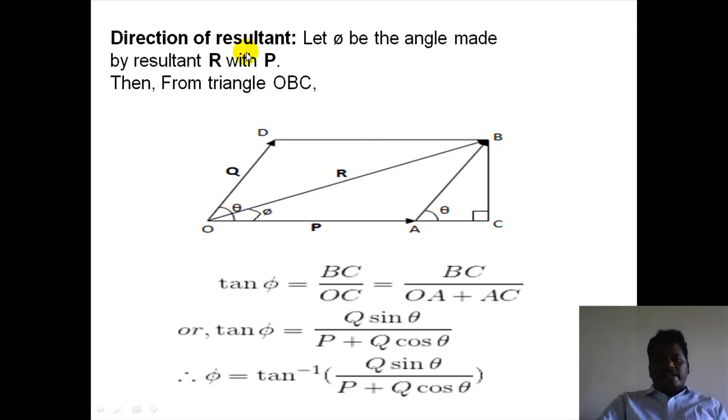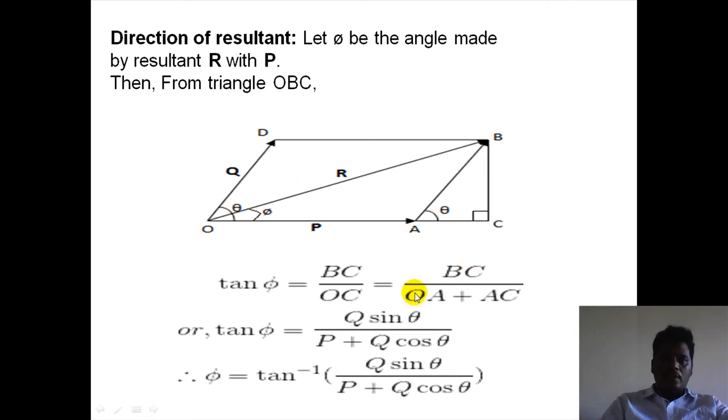Next, what about the direction of the resultant? Let phi be the angle made by the resultant with P, as already discussed in the diagram. Phi is the angle made by R and P, that is the resultant and the force P. Now from triangle OBC, tan phi is equals to opposite side BC divided by adjacent side OC.